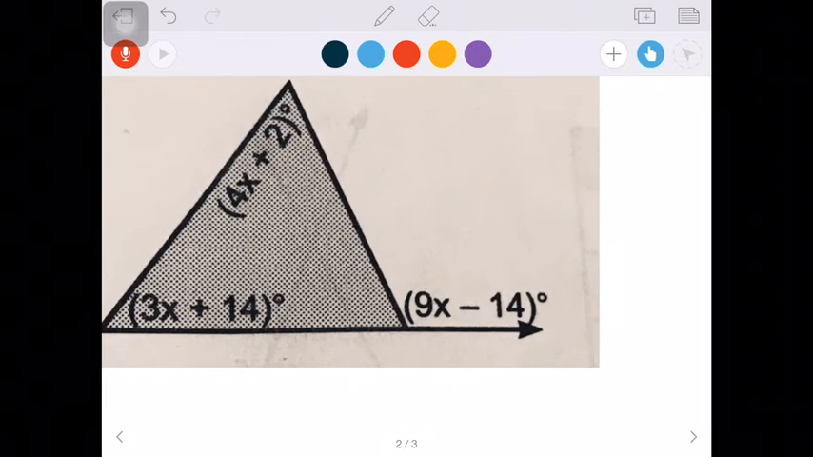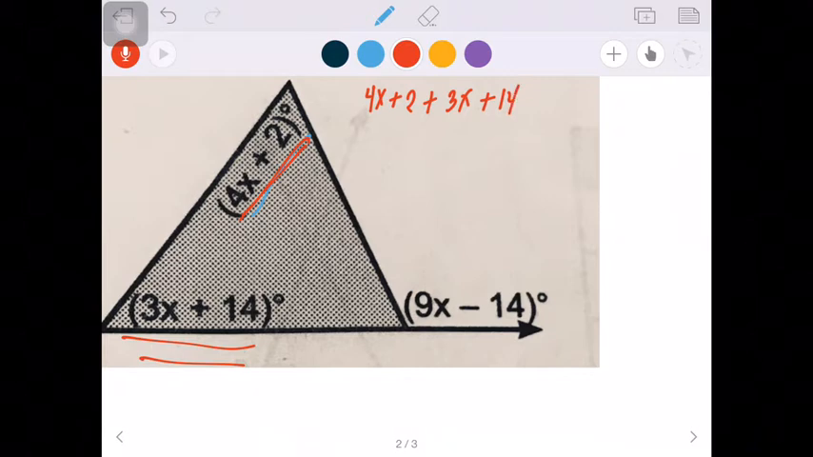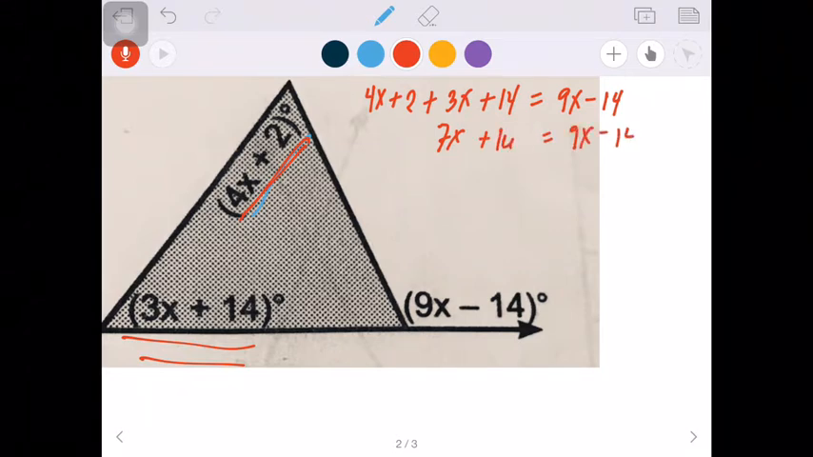We can also see that there are two angles, and these two angles are the remote interior angles of the exterior angle. And we know that the sum of the two will equal the exterior angle. So we simply say 4x plus 2 plus 3x plus 14 equals the exterior angle 9x minus 14. So doing the algebra, we have 7x plus 16 equals 9x minus 14.